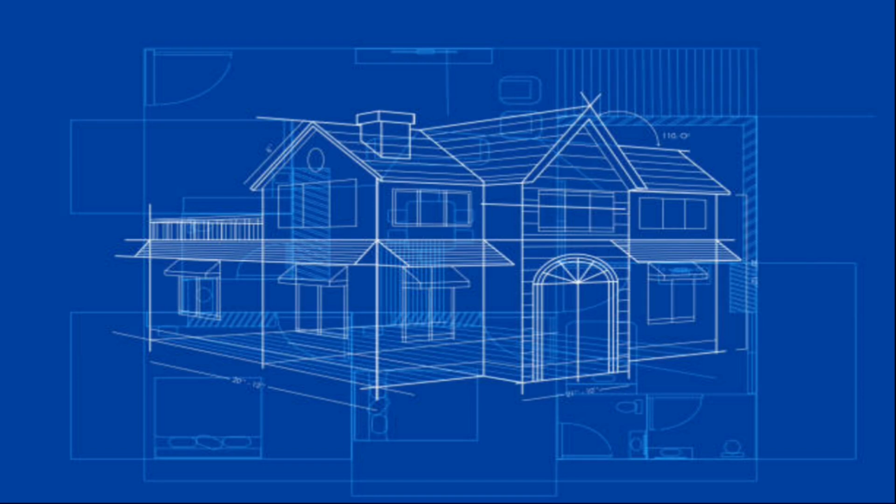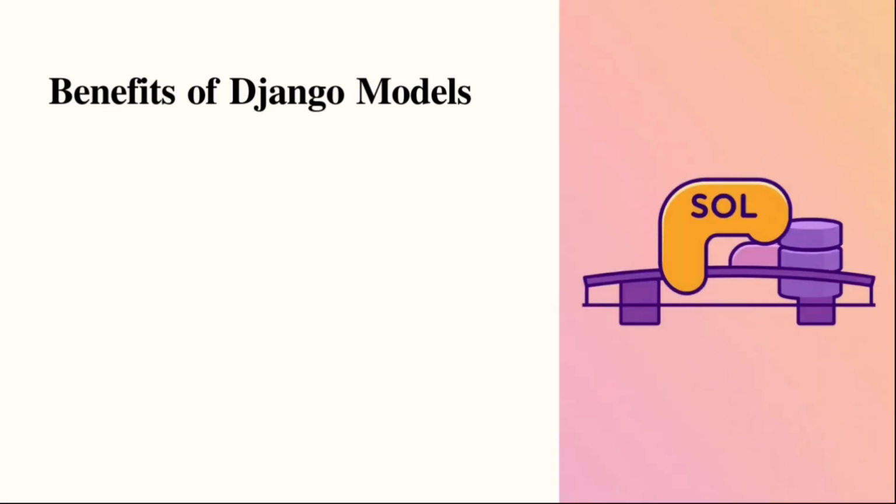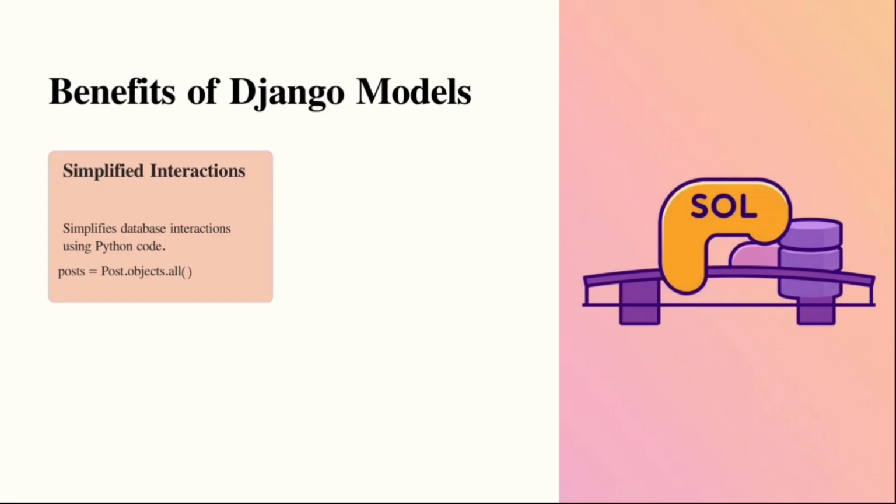Think of a Django model like the blueprint for constructing a building. It outlines how the database should be organized and what types of data should be stored. Why are Django models so useful? First, they simplify database interaction. For instance, to retrieve all blog posts, you can use this Python command.